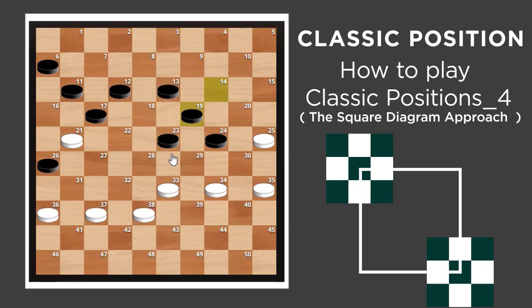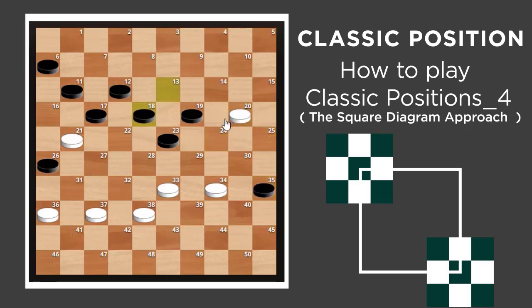White will respond by playing 35-30. The piece at 24 needs to be removed so that the piece on square 25 can move to king. So the piece at 35 is played. Then black takes from 24 to 35. So white will have to play 25-20.